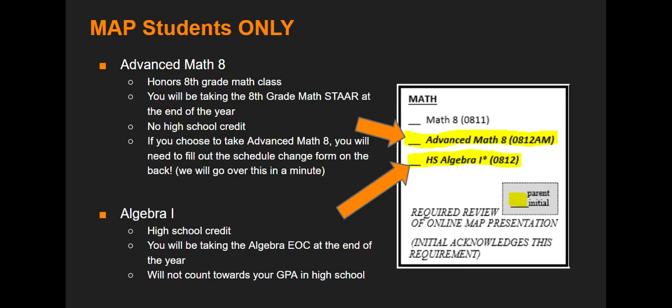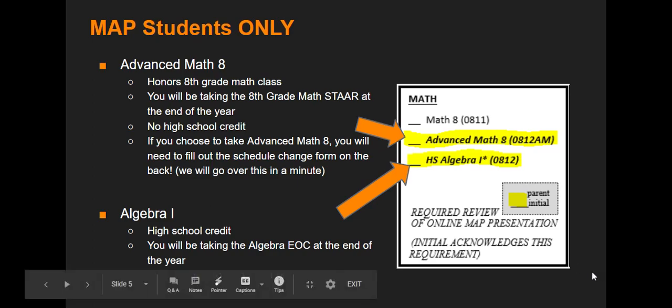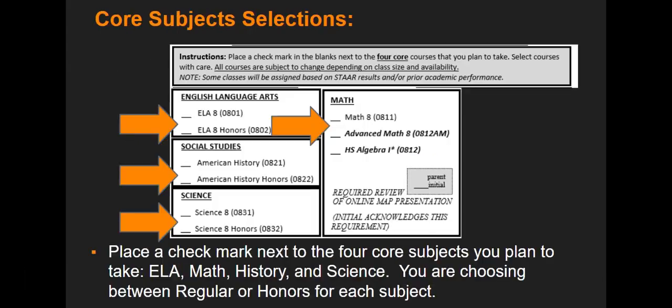the MAP program. For those of you who are interested in taking Algebra 1, there is a high school credit associated with this, and there is an Algebra end of course exam that is required at the end of this course. You will not get credit toward your high school GPA with this class, even though it is a high school credit. A high school course taken at the middle school level does not count toward your GPA. So please be aware of that, because I know that becomes a question as students move into high school.